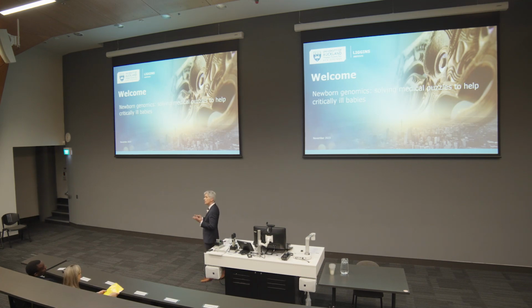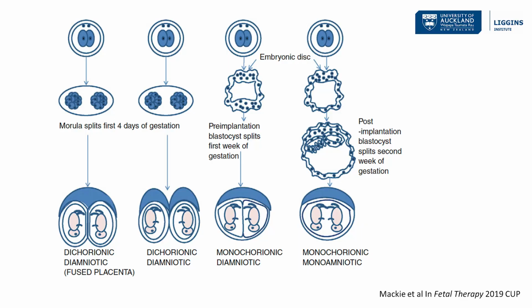Of course, they're more similar than other siblings because they share an intrauterine environment. Identical twins, or what we call monozygotic twins, in contrast, are born when a single ovum is fertilized and then splits into two separate embryos. So here, for example, are the different types of identical twins that we can have.